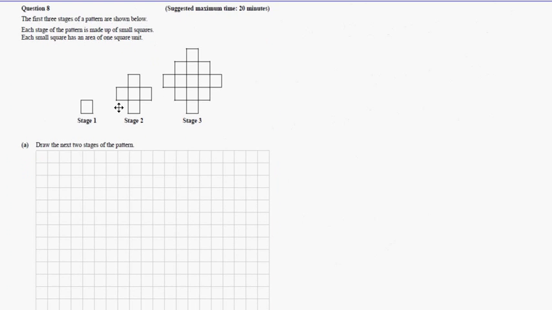The first three stages of the pattern are shown above. Draw the next two stages. Well, I've already done that.